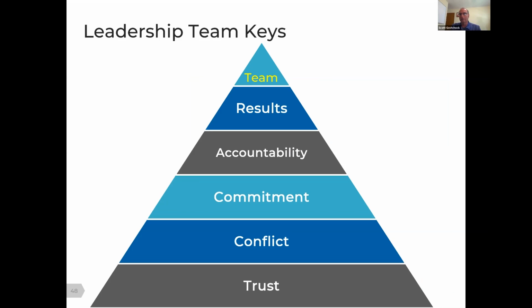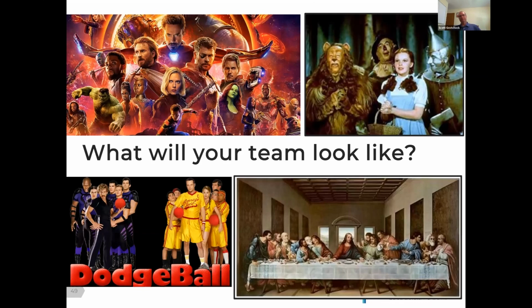And that's it. Those are those five essentials. And I'm going to kind of wrap this up and then open up for some questions and discussion here. But again, we have trust, conflict, commitment, accountability, and team results. So what is your team going to look like?